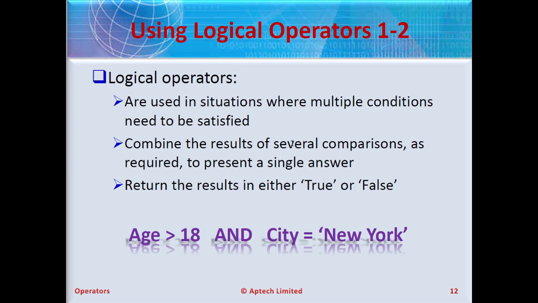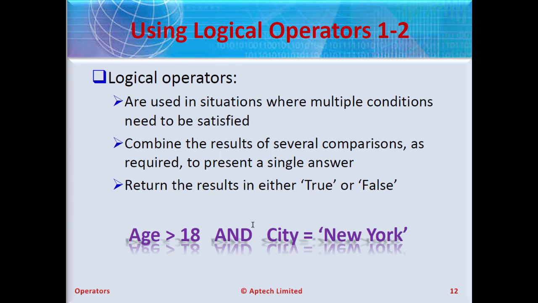Using logical operators. What exactly is a logical operator? Now, a logical operator is used in situations where multiple conditions need to be satisfied. For example, we want to combine the results of several comparisons as required to present a single answer. And they usually return the results in either true or false. Like let's say somebody is going to be awarded a certain privilege if they're older than 18 and they come from New York City.